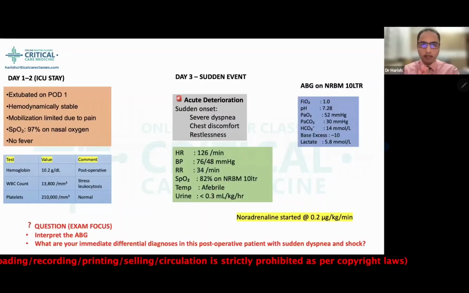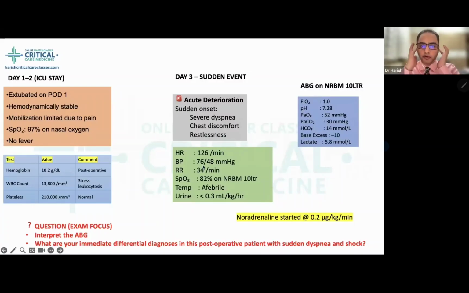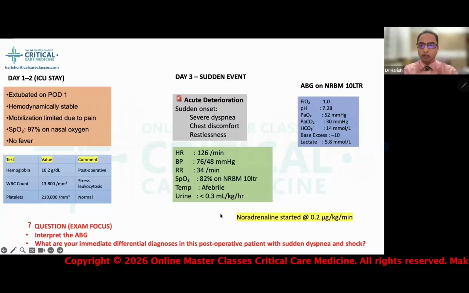Day 3, there was a sudden deterioration: sudden onset of severe dyspnea, chest discomfort, and restlessness. His heart rate became 126 per minute, BP dropped to 76 by 48, and respiratory rate was 34 per minute. He was saturating around 82% on a non-rebreathing mask with 10 liters of oxygen, so almost 60-70% oxygen was required. He is afebrile, and his urine output is less than 0.3 ml per kg per hour over the last couple of hours.